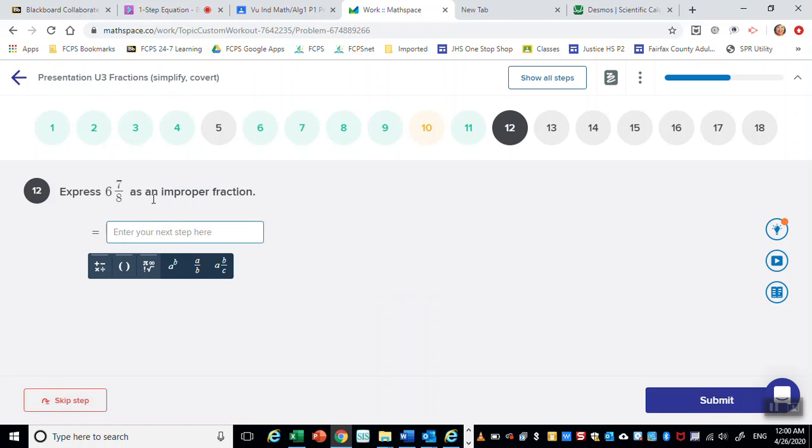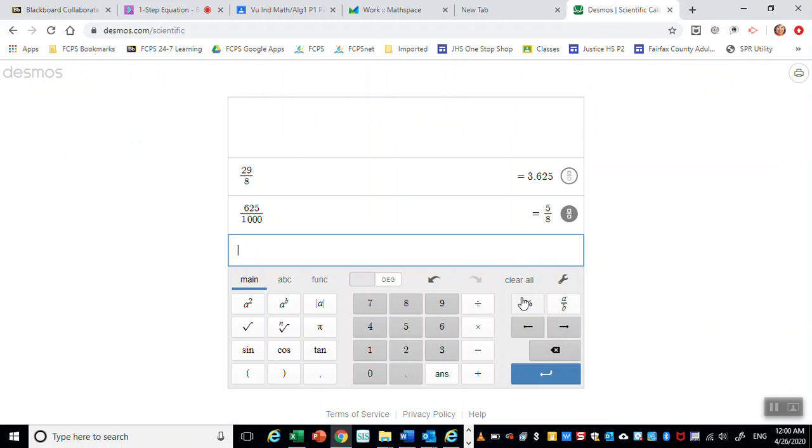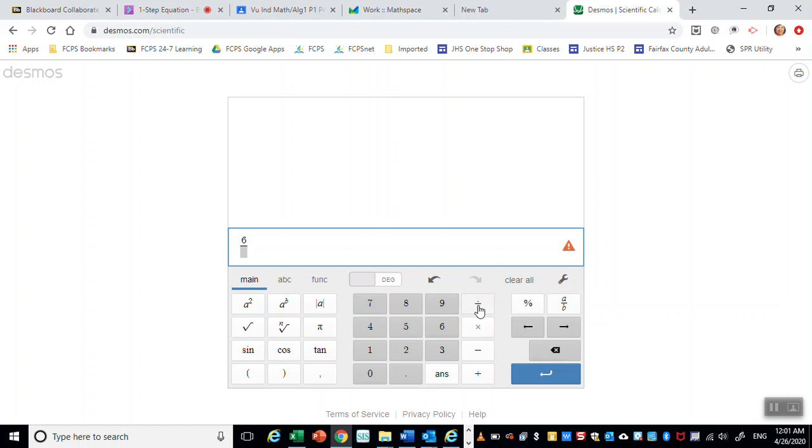Express 6 and 7/8 as an improper fraction. Remember, 6 and 7/8, right? This one you need to go to the calculator, so you can clear everything, right? So you have 6, and then you have 7, 8, and then you have to put the 6 in front of the 7/8, and then you convert it, right?